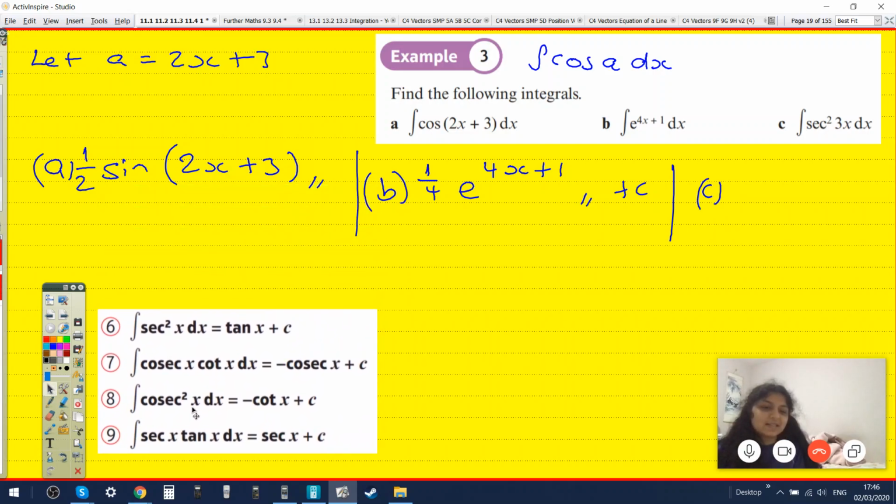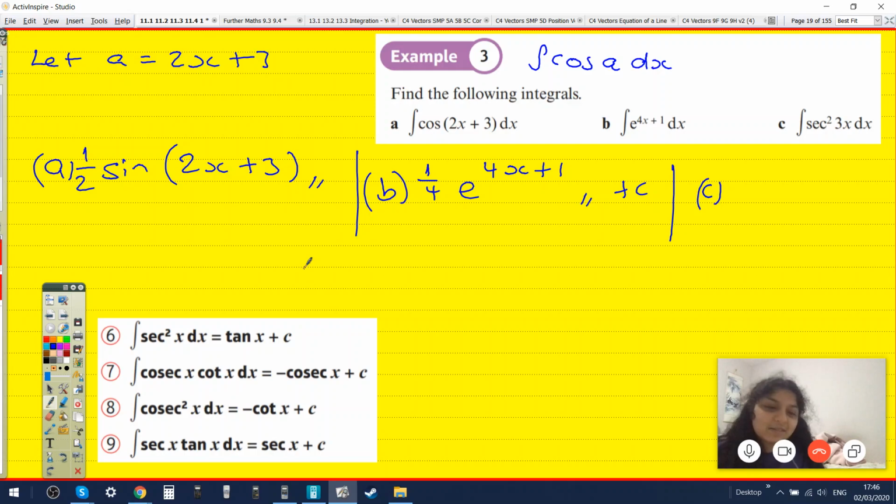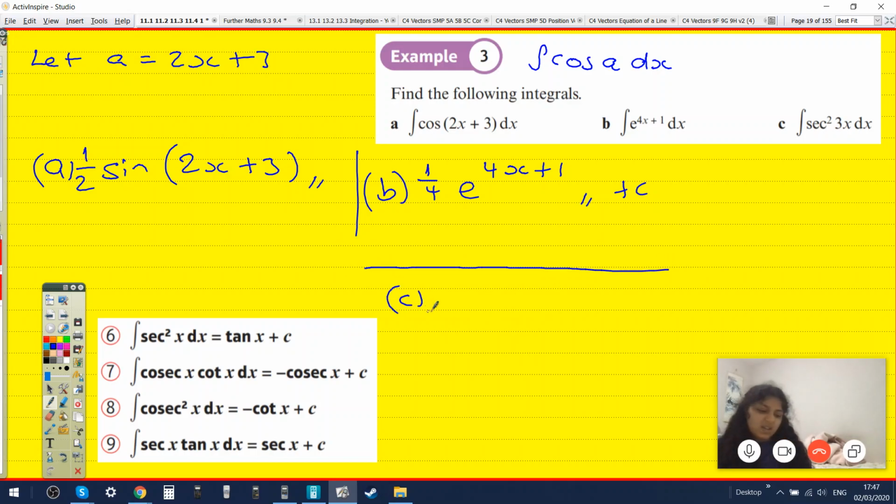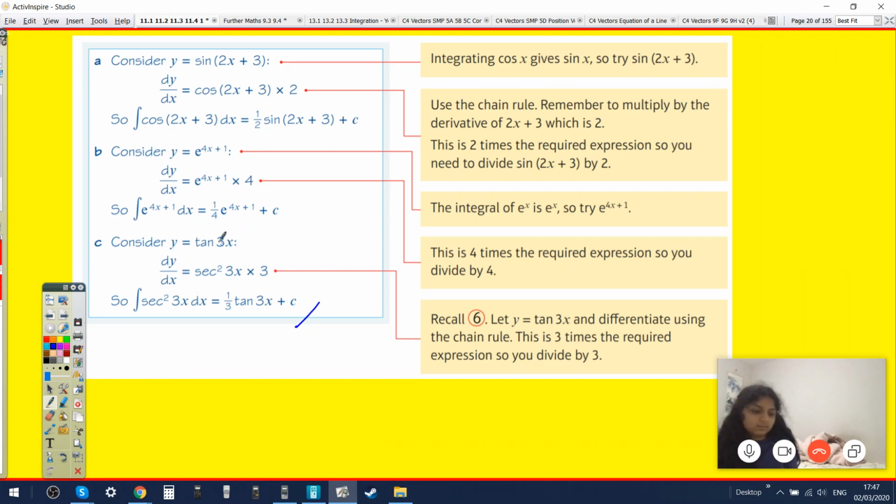In one of my tests, I differentiated instead of integrating. That's the problem right there. Okay, sec squared 3x. So tan 3x. Is it tan 3x over 3? Probably, and I'll write it as a third. So 1/3 tan 3x plus c. That was 1/4, and this was a half sine. Yep, great. Any questions about those?